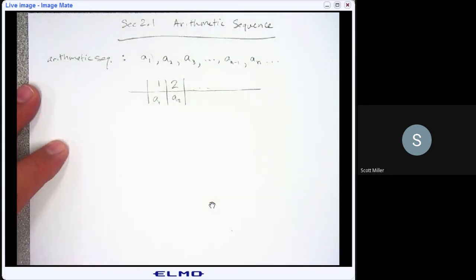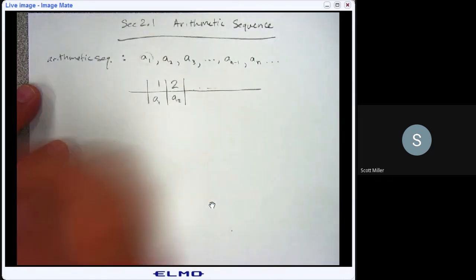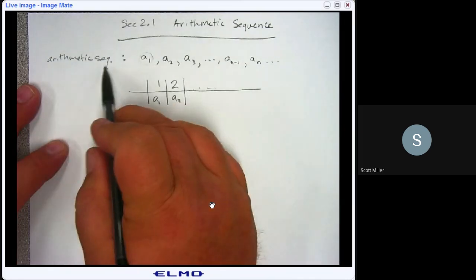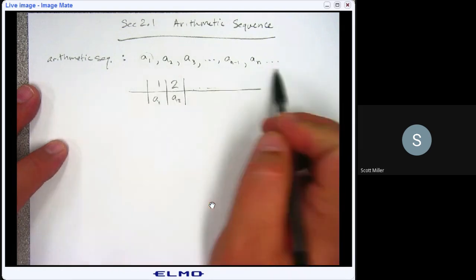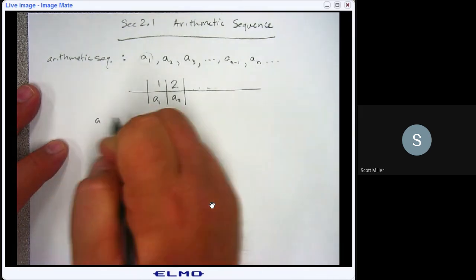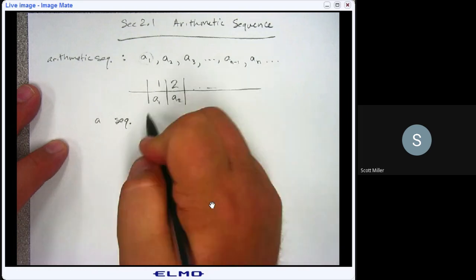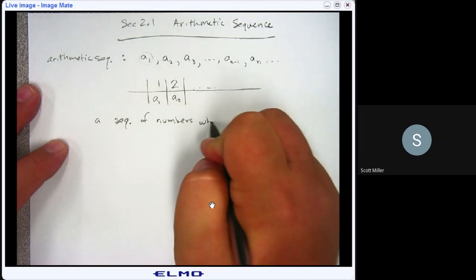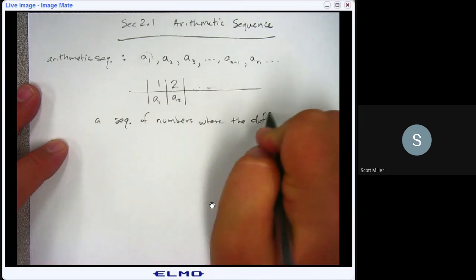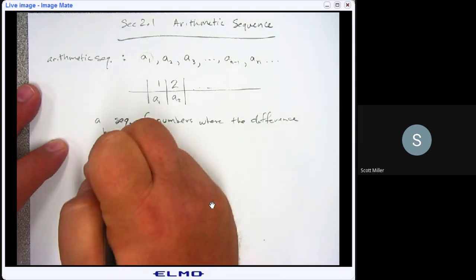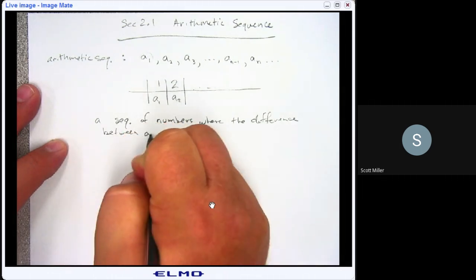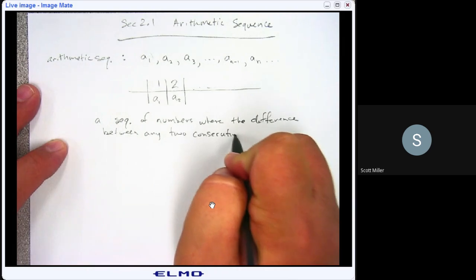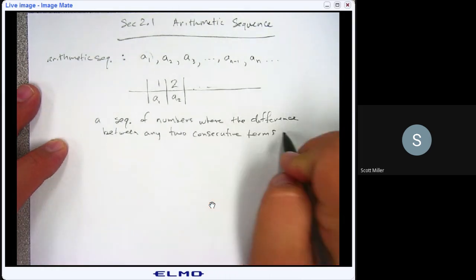How do I know if a sequence given to you, and I don't tell you what it is, is an arithmetic sequence? Well, that's where the definition comes in. An arithmetic sequence is a sequence of numbers where the difference between any two consecutive terms is the same.